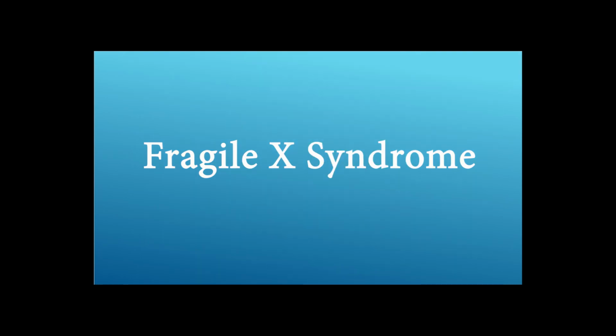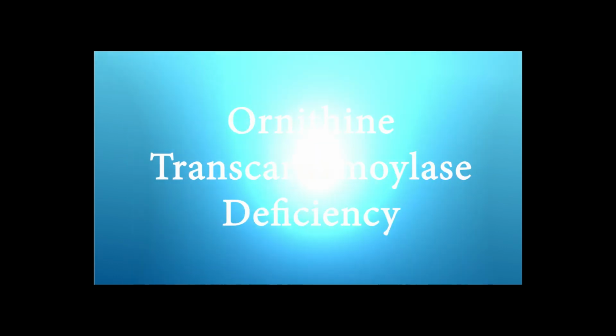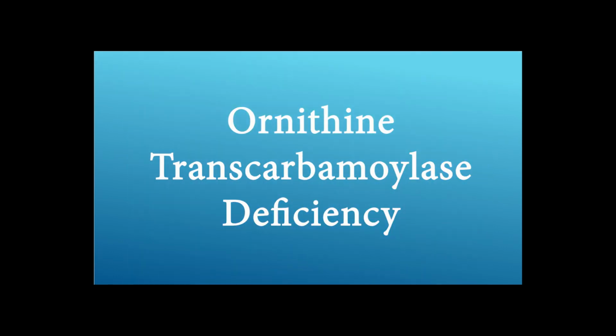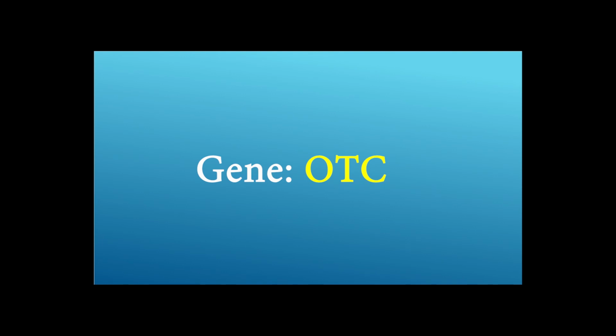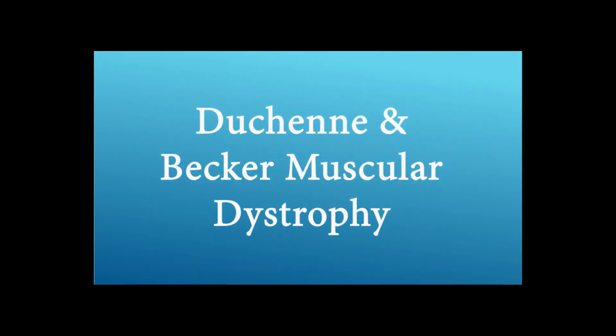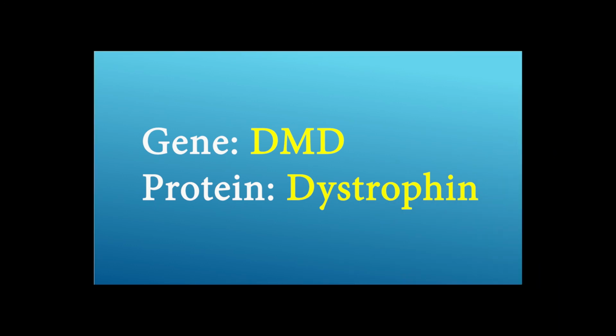Fragile X syndrome, gene FMR1, triple repeat CGG nucleotides. Ornithine transcarbamylase deficiency. Gene, OTC. Duchenne-Becker muscular dystrophy. Mutation gene DMD leads to the alteration of protein dystrophin production.